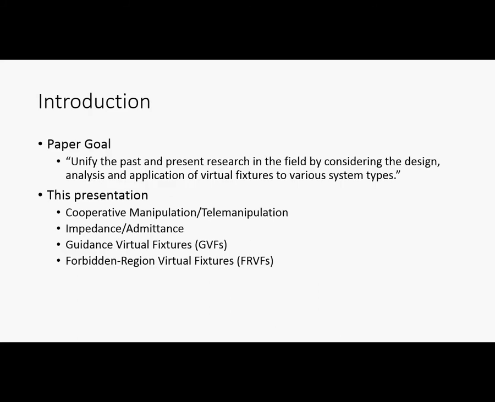The stated goal in the paper is to unify the past and present research in the field by considering the design, analysis, and application of virtual fixtures to various system types. For this presentation, I'm going to start by talking about the two different types of haptic systems, cooperative manipulation and telemanipulation. Then I'm going to talk about the two subcategories, impedance and admittance. Then I'm going to go into guidance virtual fixtures and forbidden region virtual fixtures.